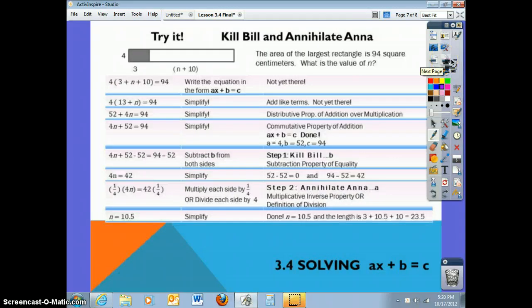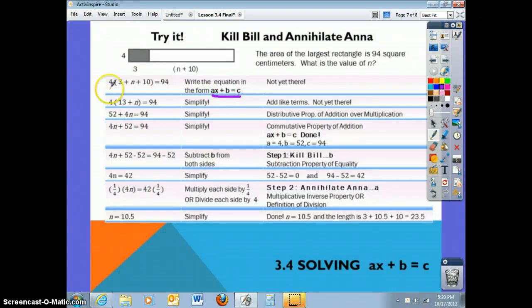All right, try another one. Kill Bill and annihilate Anna. Here's one of those rectangles like we had in Chapter 2, where they have a small rectangle and a big rectangle, and they say, let's look at the area of the biggest rectangle. That whole area is 94 square centimeters. But they ask us, what's the value of n? They want to know that number right there. Well, we can solve this using ax plus b equals c if we get it into this form.